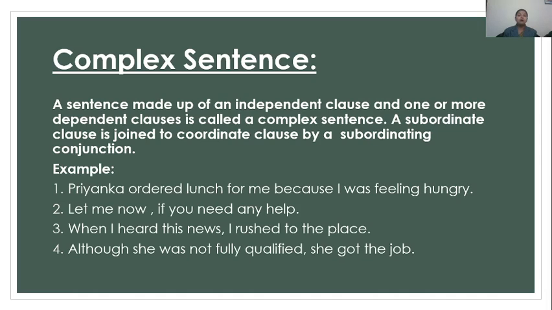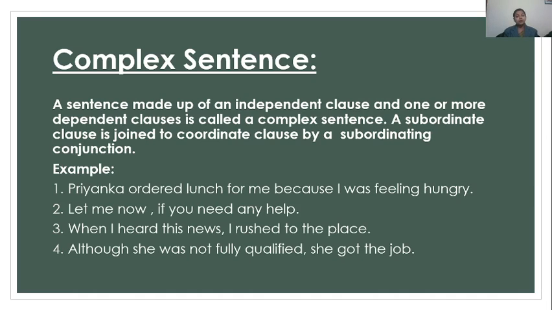Now let's talk about the complex sentence. What is a complex sentence? A sentence made up of an independent clause and one or more dependent clauses. Your compound sentence was made of two independent clauses, but a complex sentence has one independent and one dependent clause. What does it mean? One clause is depending on the other for its meaning. So what kind of sentence is this? That is a complex sentence.